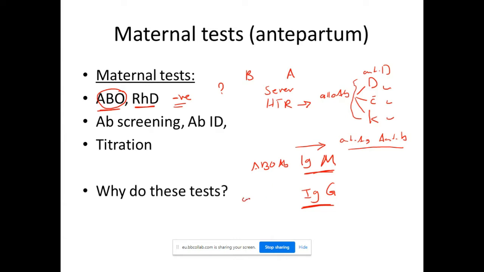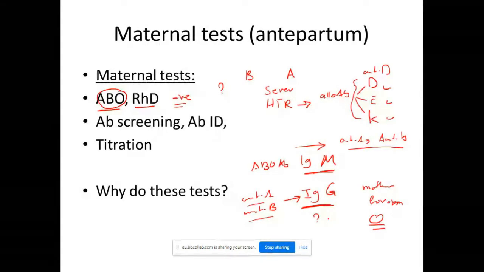Especially we have anti-A and anti-B of this class in mothers of O type. So a mother of O type may have anti-A and anti-B of the IgG class. In this case, what do you think will happen? It can cross the placenta. Yes, it can cross the placenta. However, it still doesn't cause severe hemolytic disease of newborn.